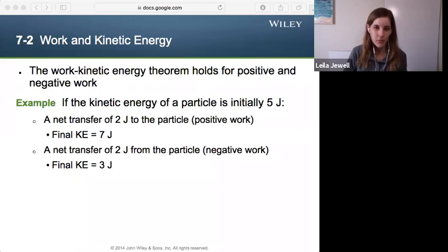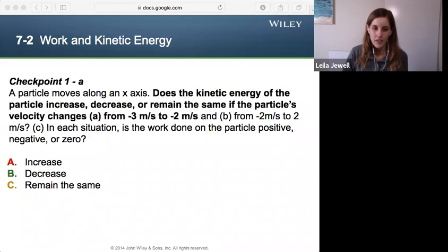Right, so with these examples in mind, let's take a look at a checkpoint. So the checkpoint says a particle moves along an x-axis. Does the kinetic energy of the particle increase, decrease, or remain the same if the particle's velocity changes from A, -3 meters per second to -2 meters per second, B, from -2 meters per second to 2 meters per second? C, in each situation, is the work done on the particle positive, negative, or 0? So I want you to think about all 4 parts here, come up with an answer to them, and then we'll check in just a moment. So go ahead and pause the video now.